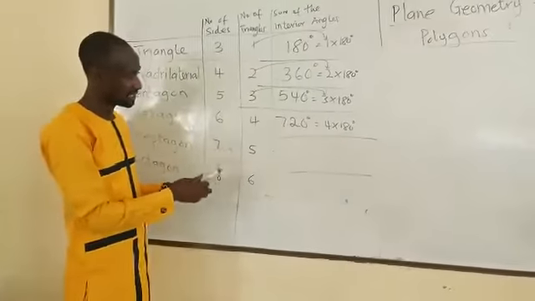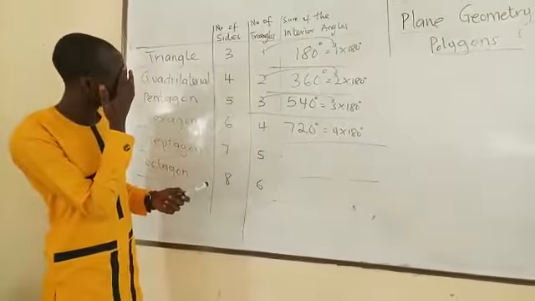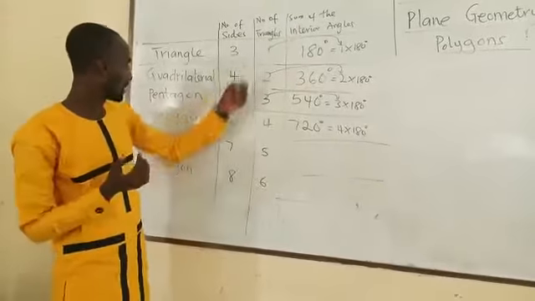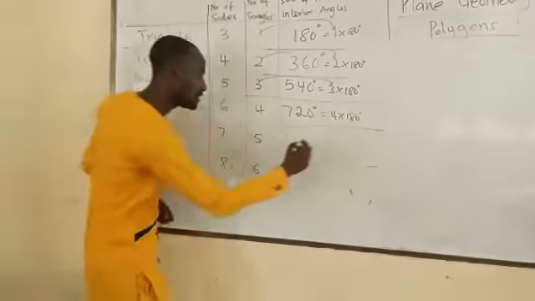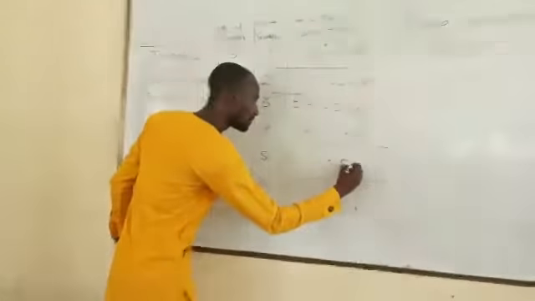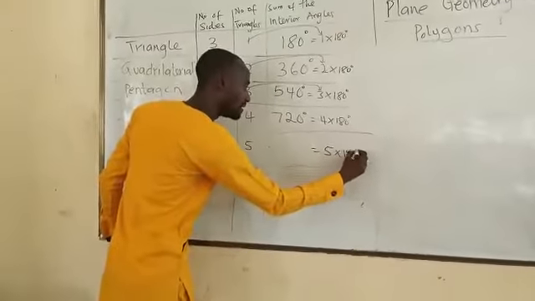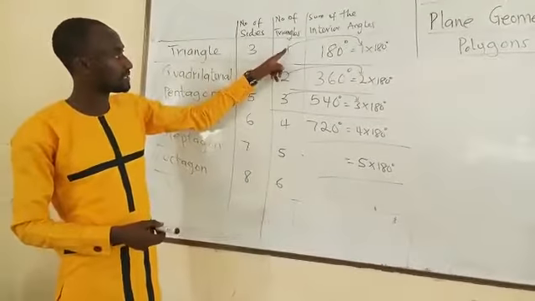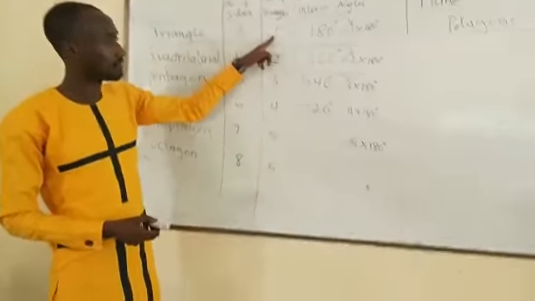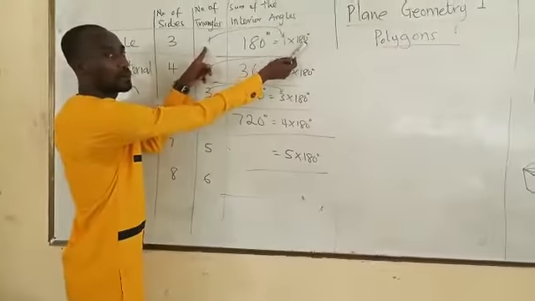So from here, I can say that the number of triangles in the heptagon is 5. Therefore, the sum of the interior angles of a heptagon will be 5 times 180. How did I get to that? I saw from here that I always get the number of triangles, then I use it to multiply by 180.